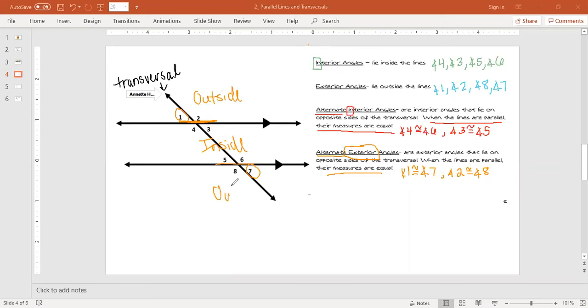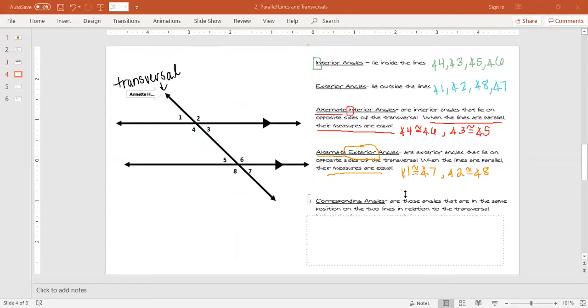So we have alternate interior, alternate exterior. All right, let's look at the next kind. The next kind we're going to talk about are corresponding angles. These are the angles that are in the same position on the two lines in relation to the transversal. And again, when these lines are parallel, their measures are equal.